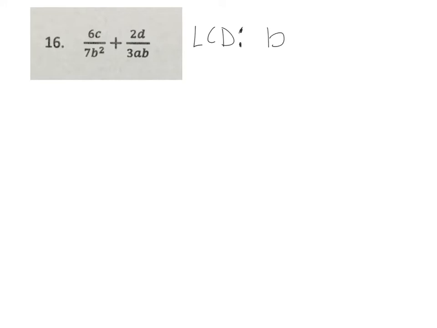So b squared is the highest exponent. So I'm going to need to multiply the second fraction by another b so that I can make it b squared. 7 times 3, they don't have any common factors, so the common multiple of 7 and 3 is just 21. A b squared, and then they're going to need an a because there's an a in the second fraction. So in order to make them the same, I have to have at least one of everything that's represented. So 21 b squared a is what I'm looking for.